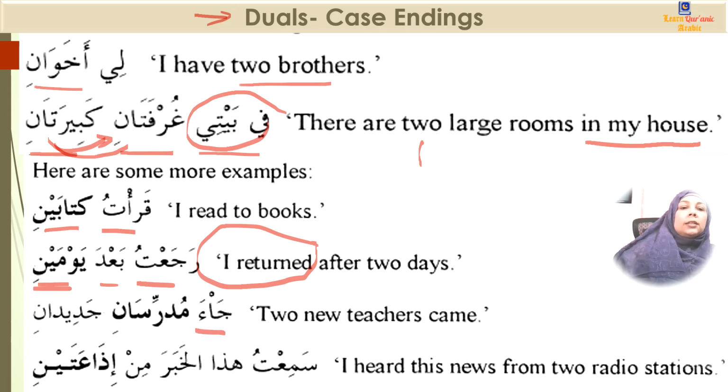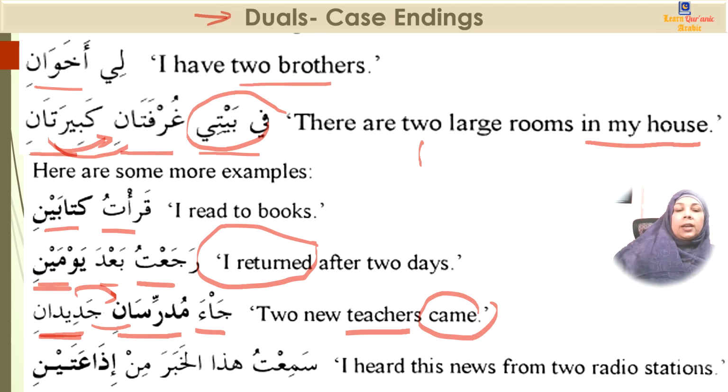The next one, ja'a mudarrisane jadidane. Ja'a is a verb. It means he came, right? So ja'a mudarrisane, two teachers, masculine teachers. And jadidane is the adjective describing the teachers. It means new. So that's why it's in the same dual case as the noun that it's describing, right?